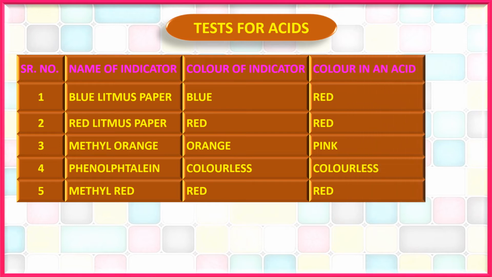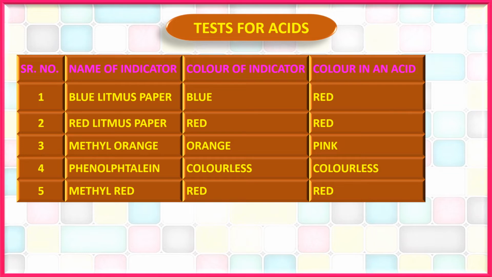These are the names of the indicators: blue litmus, red litmus paper, methyl orange, phenolphthalein, and methyl red. Now, the color of blue litmus paper is blue, but the color in an acid is red. So, when you put blue litmus paper into an acid, it turns red. When you put red litmus paper into an acid, it remains red. Methyl orange is orange in color, but when it goes into an acid, it turns pink in color. Phenolphthalein is colorless; it does not change its color in an acid. And methyl red is red in color, does not change its color in an acid.